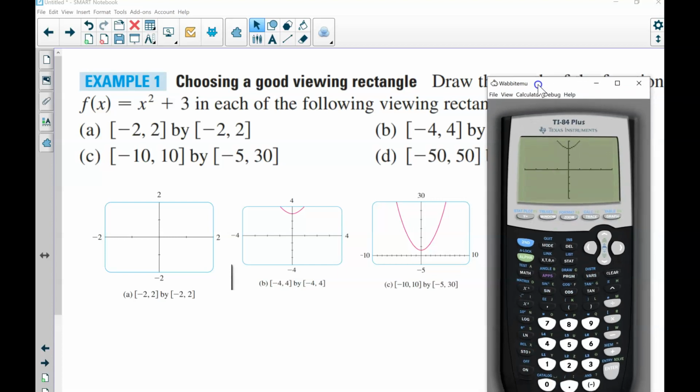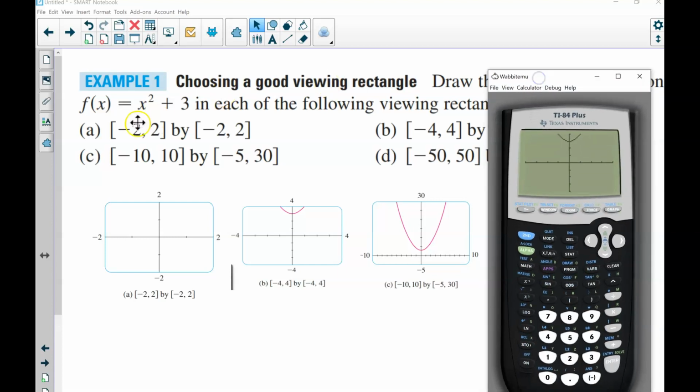All right, now let's take a look at C. So we have an x min of -10, x max at 10, y minimum -5, y max at 30. So again, I'm going to go to the window, and I have -10, and then I have +10. Then I'm going to go down further. I'm going to have -5 for the y minimum, and then 30 for the max. So now when I graph that, you should be able to see something similar to this graph, and there is that window.